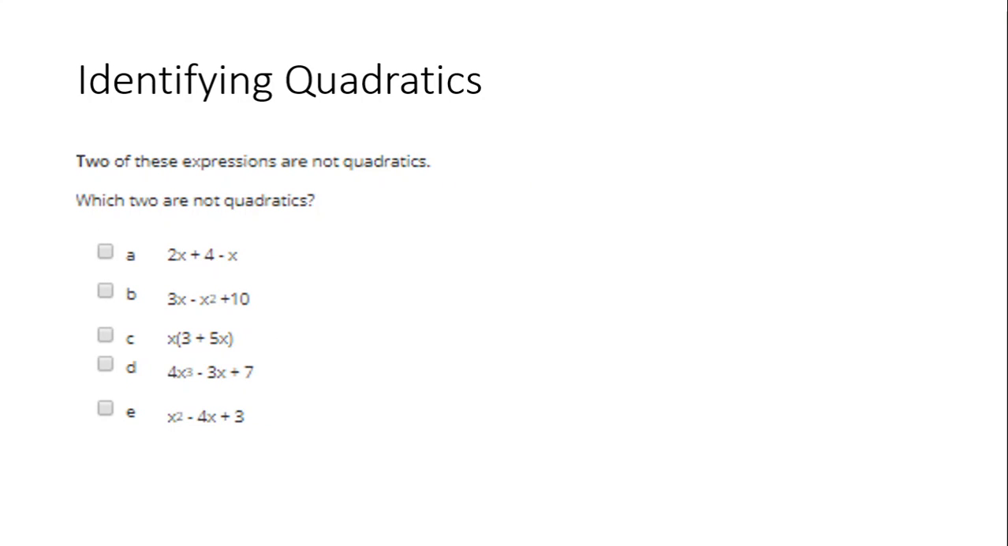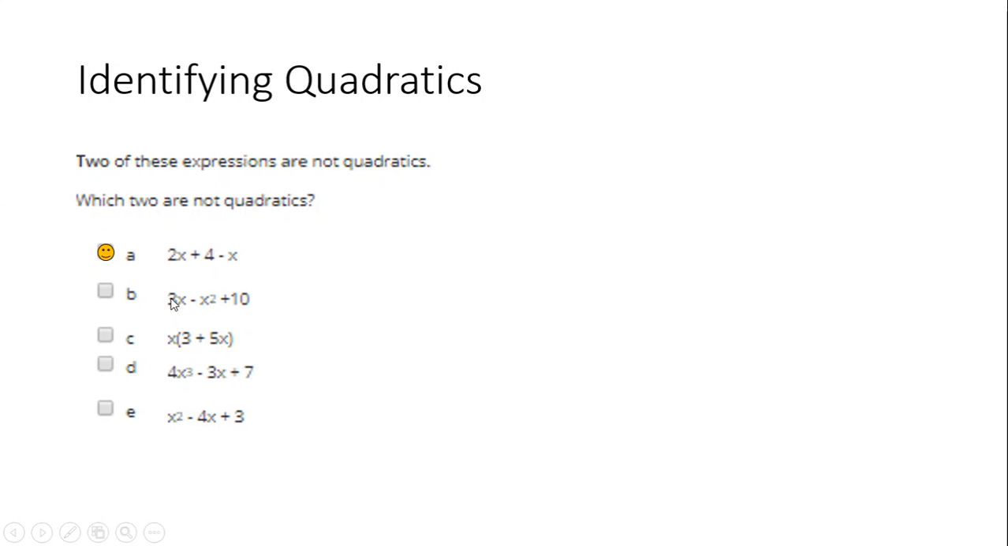Again, two of these expressions are not quadratics. So which two expressions don't fit? Now, a quadratic, remember, ax squared plus bx plus c, should have three terms, although sometimes one of them is missing. They must have the x squared term. And this first expression here, 2x plus 4 minus x, is trying to fool you. There is no x squared term there. That is not a quadratic.